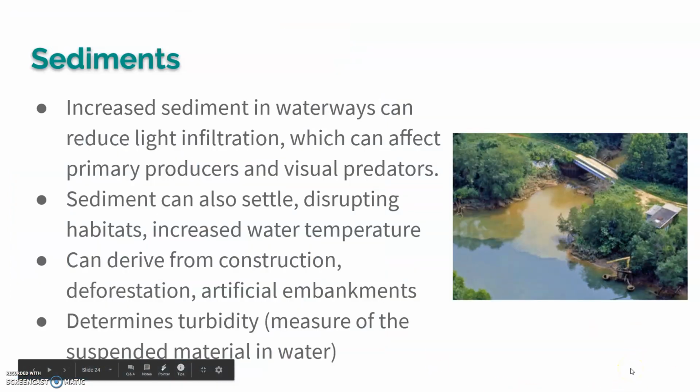Okay, this is a really long one. Sediment pollution is just increased sediment, or dirt, soil. It's considered a pollution because it does have a negative impact on the creatures in that water. It can affect a predator's ability to see. It can also get stuck in the gills of fish, things like that. It can also increase water temperature, because it can cause the water level to rise, and then as the water spreads out, it increases the surface area, so there's more solar energy getting into the water. It can come from places like construction, deforestation, making artificial embankments. There's a lot of erosion in the area from that. And it determines the turbidity, which is just the measure of the suspended material in water. So you have a high turbidity if there's a lot of sediment in the water, and low turbidity if there's not a whole lot.